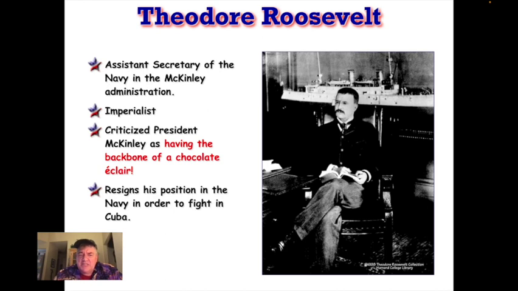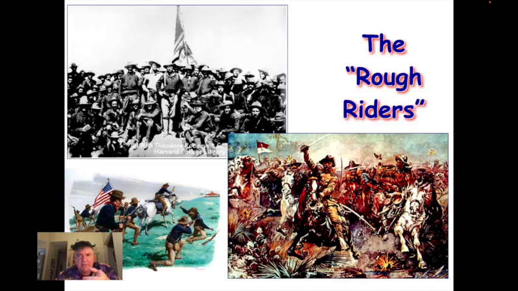He resigns his position in the Navy, and he organizes a volunteer army, because that's how Teddy Roosevelt rolls. He makes his own army, and he becomes a hero of, well, we'll talk about that just a bit. Ready? Here we are, the Rough Riders. That's his volunteer army. So I got a couple pictures here of the Rough Riders, and I also have a picture here of the Buffalo Soldiers, because when the war does happen, we have this big taking of San Juan Hill, right? Buffalo Soldiers were part of it, but Teddy Roosevelt and his Rough Riders get the most credit for it.